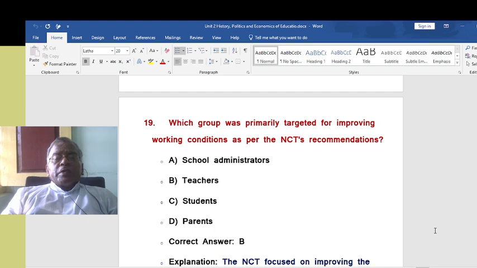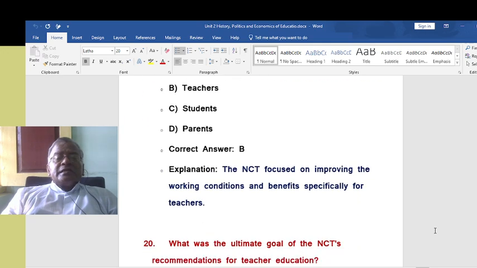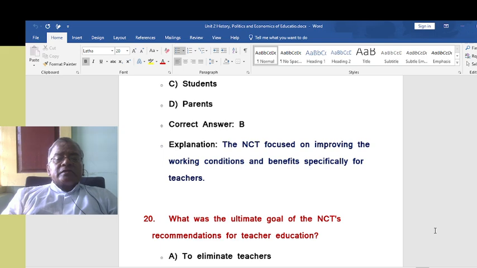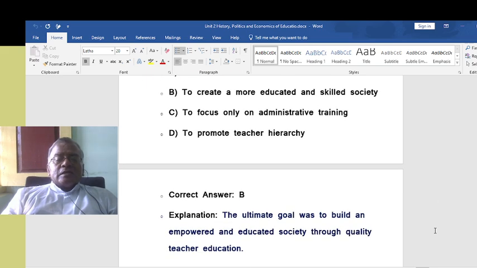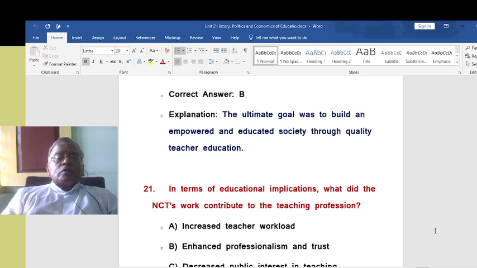Which group was primarily targeted for improving working conditions as per the NCT's recommendations? That is teachers. The NCT focused on improving the working conditions and benefits specifically for teachers. What was the ultimate goal of the NCT's recommendations for teacher education? That is to create a more educated and skilled society. The ultimate goal was to build an empowered and educated society through quality teacher education.